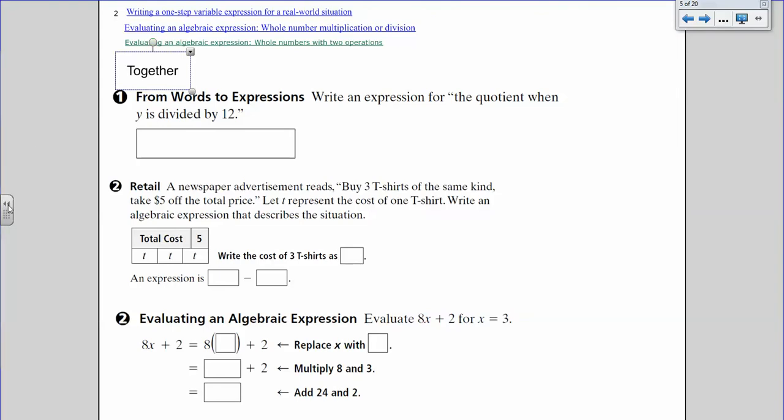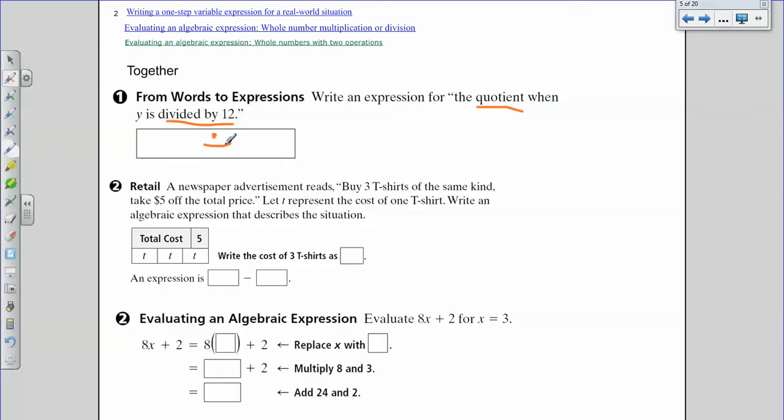Let's take a look at some more real-life situations in which we might have to actually write our own expression. Here we're going to be writing a one-step variable expression for real-world situations. I need to write an expression for the quotient when y is divided by 12. Quotient and divided by mean I'm going to have a division problem. So y is divided by 12. So y divided by 12 is my expression.